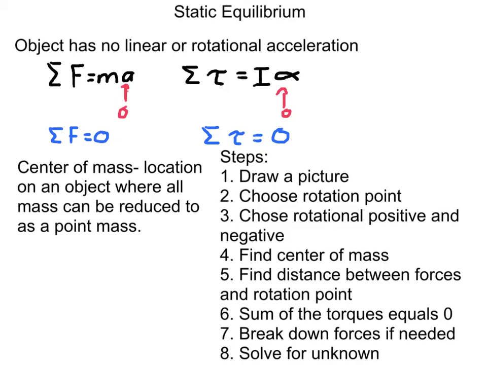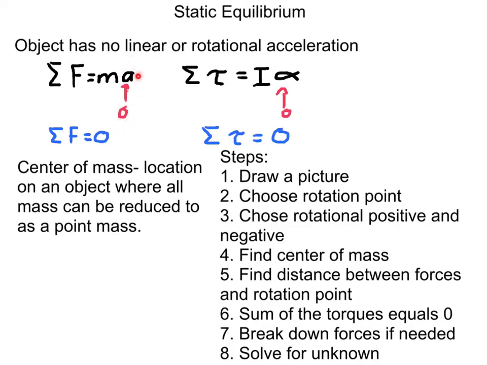All right, let's talk about this idea of static equilibrium. Static equilibrium means an object has no linear acceleration, meaning left, right, up, down, or back and forth. So in the x, y, or z axis, it has no linear or rotational acceleration, aka it's not speeding up or slowing down in a spinning manner, if you will. In other words, F equals ma, Newton's second law, your acceleration must be 0.